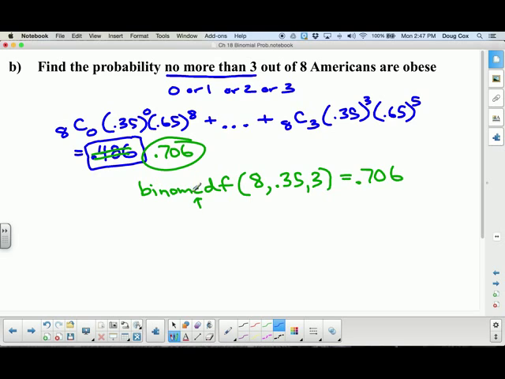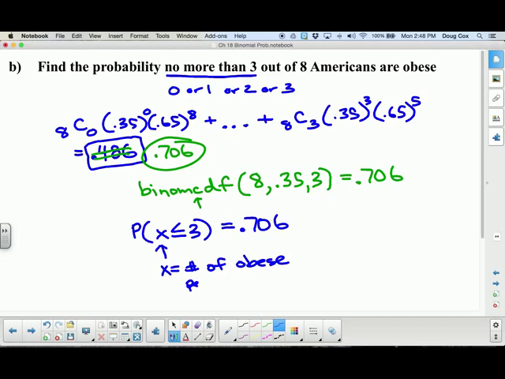So herein lies the dilemma. This is calculator talk, so how do we show this mathematically? You do it like this. The probability that x is less than or equal to 3. This means 3 or fewer. Write out the answer, 0.706. And the only thing it's missing is defining x. Well, what does x stand for in this case? X stands for the number of obese people. So you'd write out number of obese people. And then the only thing you're missing is, how many people are you looking at in this case? Well, it's 8. So you'd say out of 8.